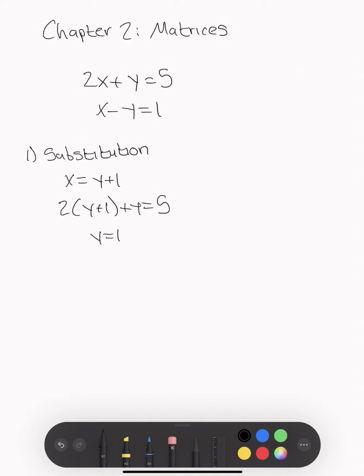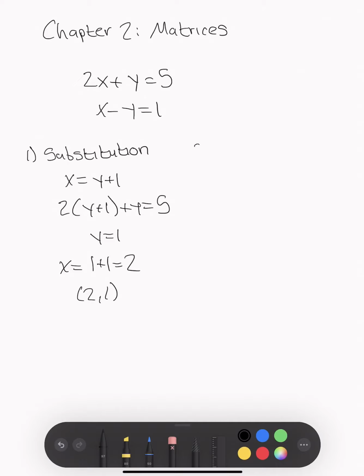Great. And what do you do with this? Well, now that you know y is equal to 1, you can figure out what x is. So you use this second equation here. x is going to be 1 plus 1, which is 2. And yep, this is math 240, but I did just write 1 plus 1 is 2. Anyway, your solution is 2 comma 1. Okay, so that's one way of doing it.